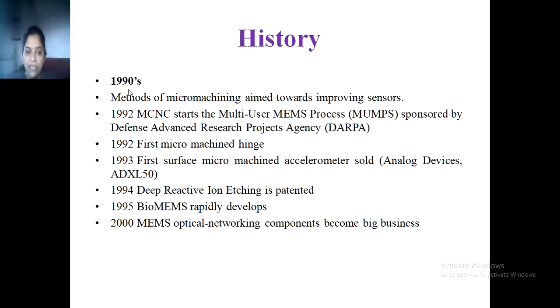Then in 1990, methods of micromachining aimed toward improving sensors. In 1992, MCNC starts the multi-user MEMS processor, MUMPs, sponsored by the Defense Advanced Research Projects Agency. In 1992, the first micromachined... Then in 1993, the first surface micromachined accelerometer was sold. In 1994, deep reactive ion etching is patented. And in 1995, BioMEMS rapid development.